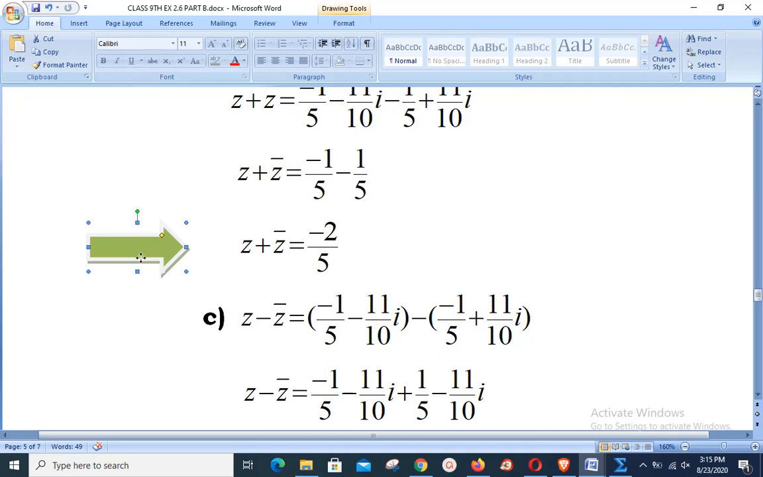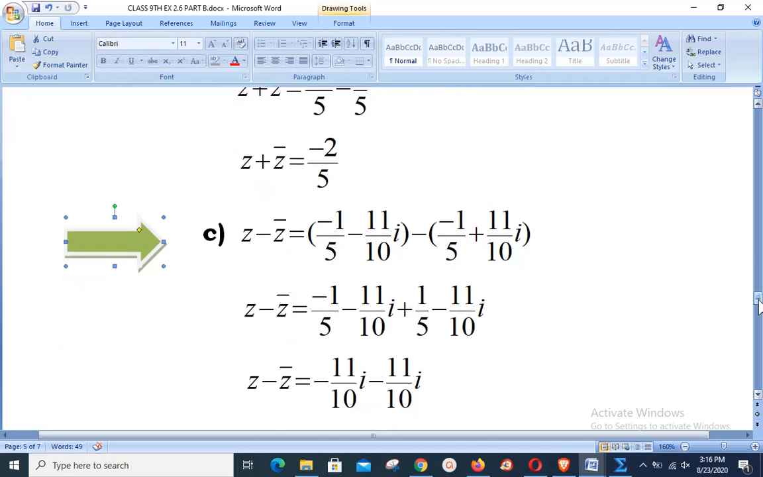In the next step, we have to calculate z minus z conjugate. We have z is equal to minus 1 over 5 minus 11 over 10 iota, whereas z conjugate is minus 1 over 5 plus 11 over 10 iota. Now the sign between is minus. In the next step, when we open the brackets, both the signs will be changed as in your picture here.